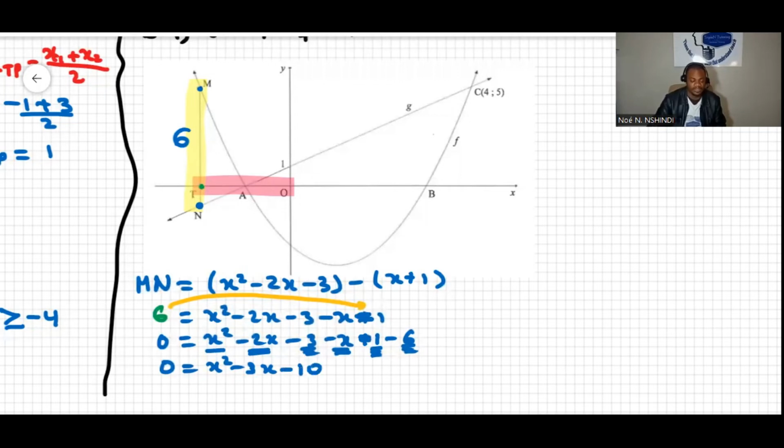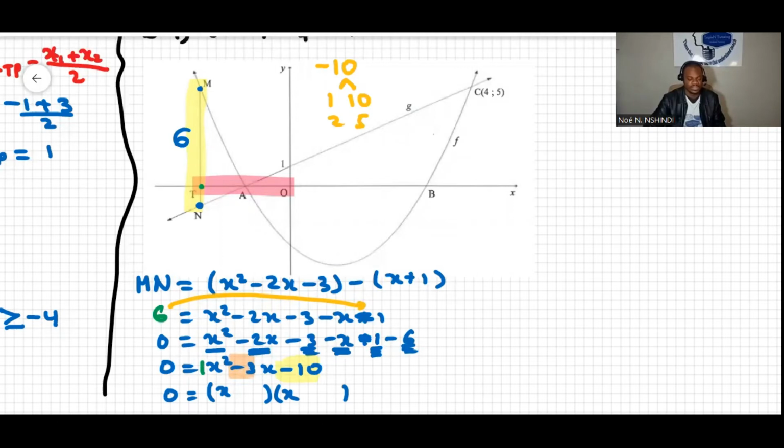Now we have this. Since the coefficient of x squared is just 1, we can just place x in the brackets like that. Then look at the last term, negative 10. I'm going to write negative 10 here, and list the factors of 10. They are 1 and 10, 2 and 5. Then we look for the couple among the factors of 10 that will make a sum equal to the coefficient of the middle term, negative 3.